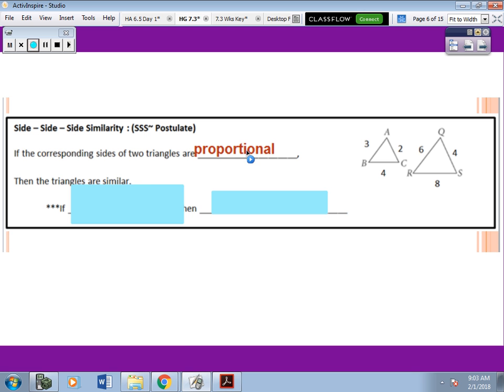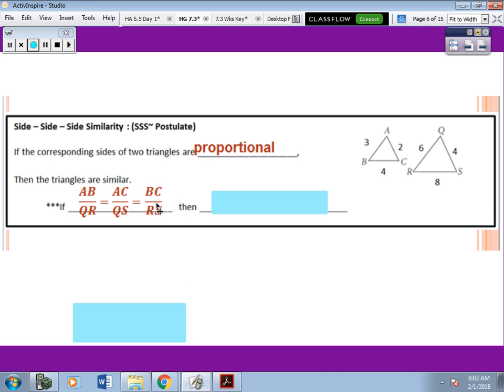If you were doing it without numbers, you would have to have all of the ratios. So AB over QR equals AC over QS equals BC over RS. That's an extended proportion where you have more than one thing. Is that equal? Then the triangles will be similar. I guess we do have mini proofs. They just say yes or no and why, but you don't have to do a whole 2-column proof like we did in chapter 4.